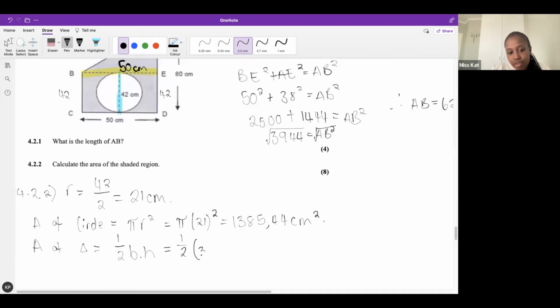Okay, so half of, okay, 50. Let me write 50 first before we get confused. Half of the base times the height, which is 38. And that gives us how much? Thank you, Abu. 950 centimeters squared.